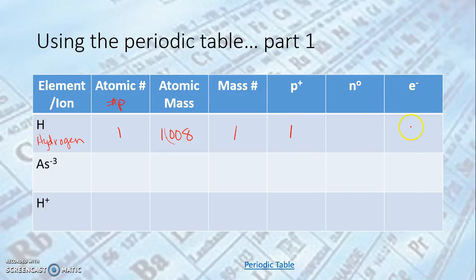How many electrons do we have? Well, it's a neutral atom. How do we know? Because there's no plus or minus, so we put a 1. And then to figure out neutrons, if you remember from the last one, we take the mass number, and this is protons plus neutrons, so we would subtract it. 1 minus 1 is 0.